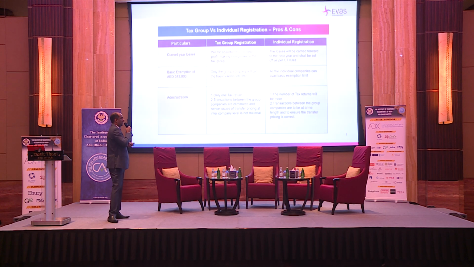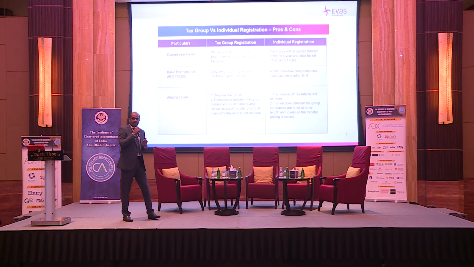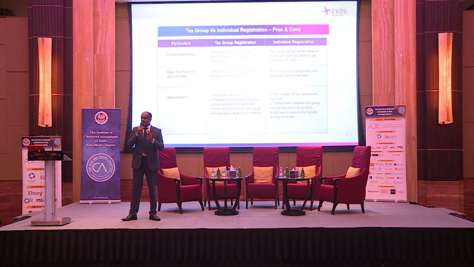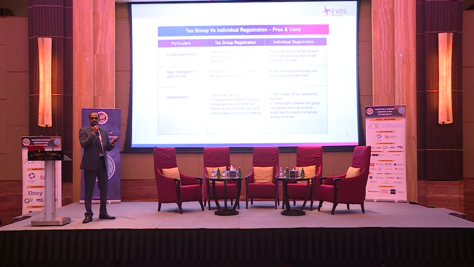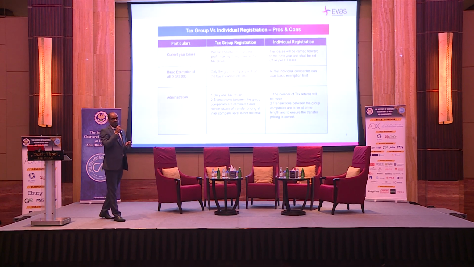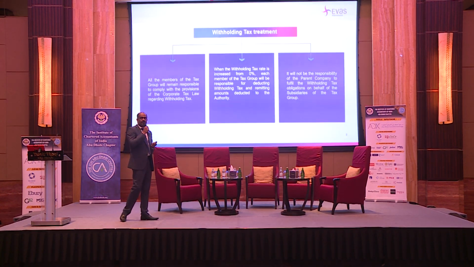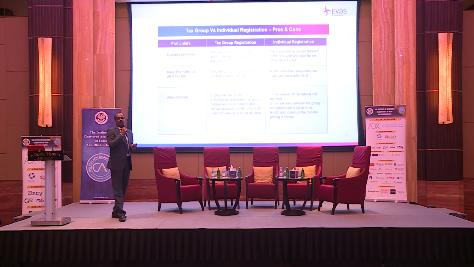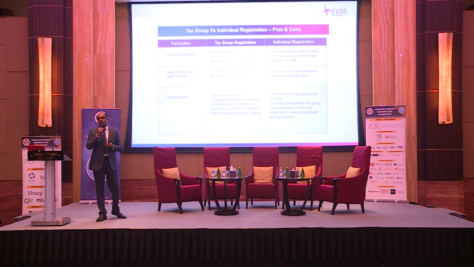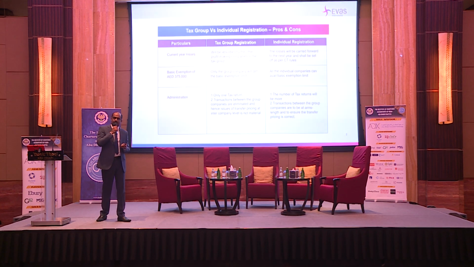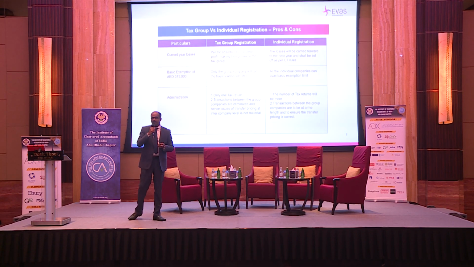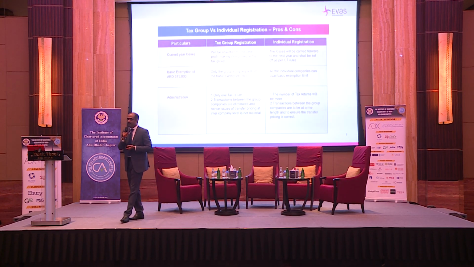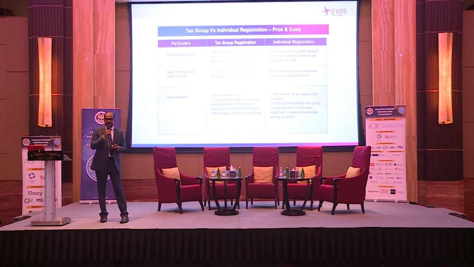With the basic exemption limit, if you have taxable income as a tax group, then only one basic exemption limit will be available. But if you have 10 separate registrations, 10 separate companies will each have a basic exemption limit of 375,000. And with regard to administrative matters, only one tax return needs to be filed if you form a tax group. But if you have separate registrations, you will have to file a tax return for as many companies as you have, and follow all the procedures.